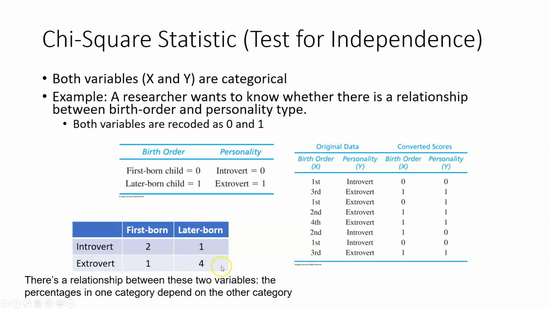If you look at this overall pattern, you can see that there's a relationship between these two variables. The percentages that you see in one of the categories, whether they're first or later born, depend on the other category, whether they're an introvert or an extrovert. Or you might swap them around and say that the personality type depends on their birth order. So in this case, you can see that people who are later born are far more likely to be extroverted. People who are firstborn are far more likely to be introverted.